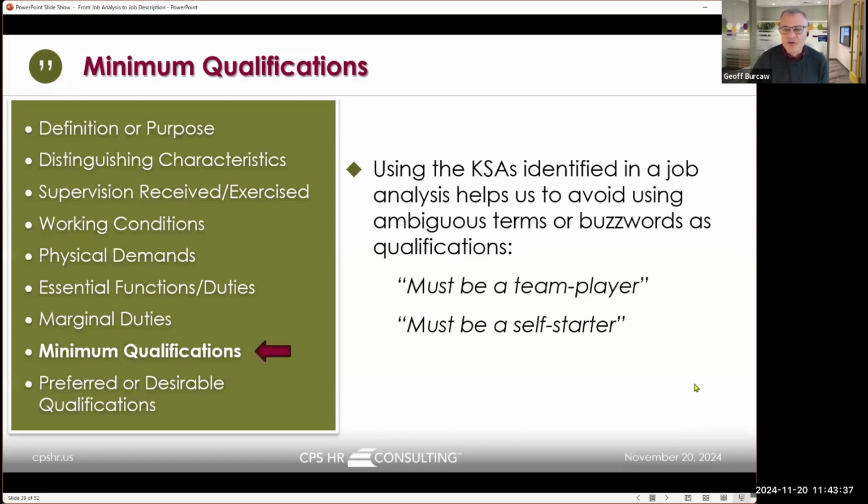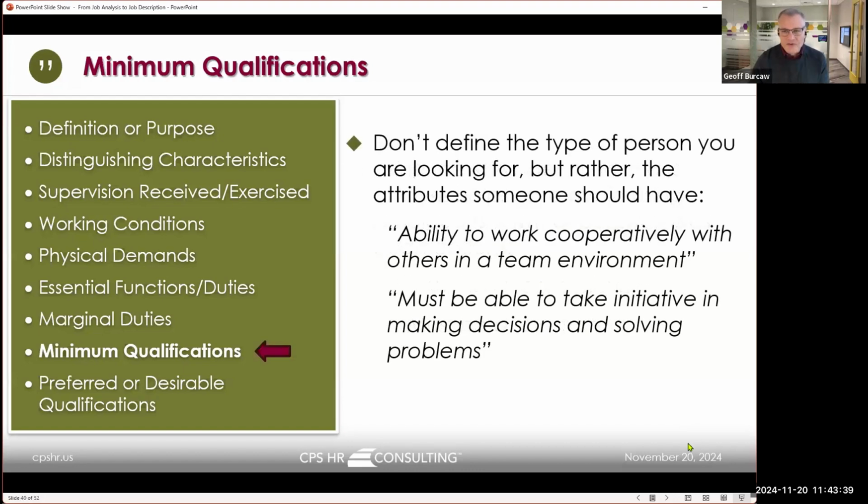It's about taking initiative, but we don't want to define the type of person we're looking for. We don't want to say we want this kind of person in our organization. That kind of thinking has led to a lot of discrimination over the decades. So think about the attributes that any given person should have to be able to do this work. So not team player, but ability to work cooperatively with others in a team environment. Very clear now that people have to work together, at least in certain aspects of this job, and be cooperative and all that sort of thing.